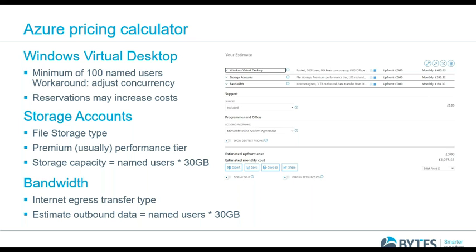That also affects your licensing requirements. If you add Windows Virtual Desktop to the portal, it only supports a minimum of 100 named users. The workaround, if you have fewer users than that, is to adjust that number accordingly. So use 100, and if you only have 30 users and your concurrency is 90%, you'll have 27 concurrent users.